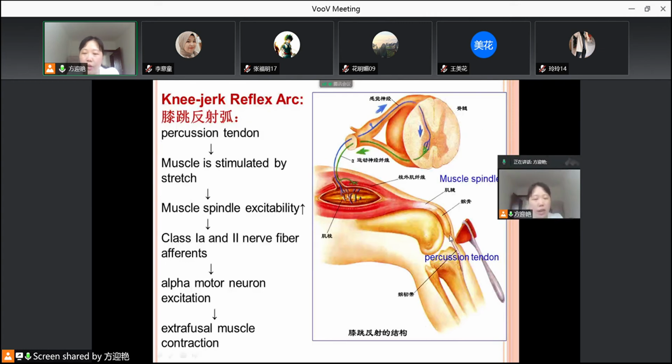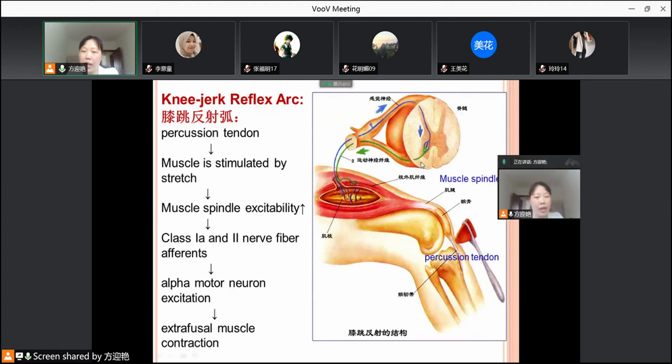So this is the action, and then it leads to the contraction of the whole muscle. Then we call this the reflex arc. The knee jerk reflex is one kind of tendon reflex. Understand? Yes, Laoshi.